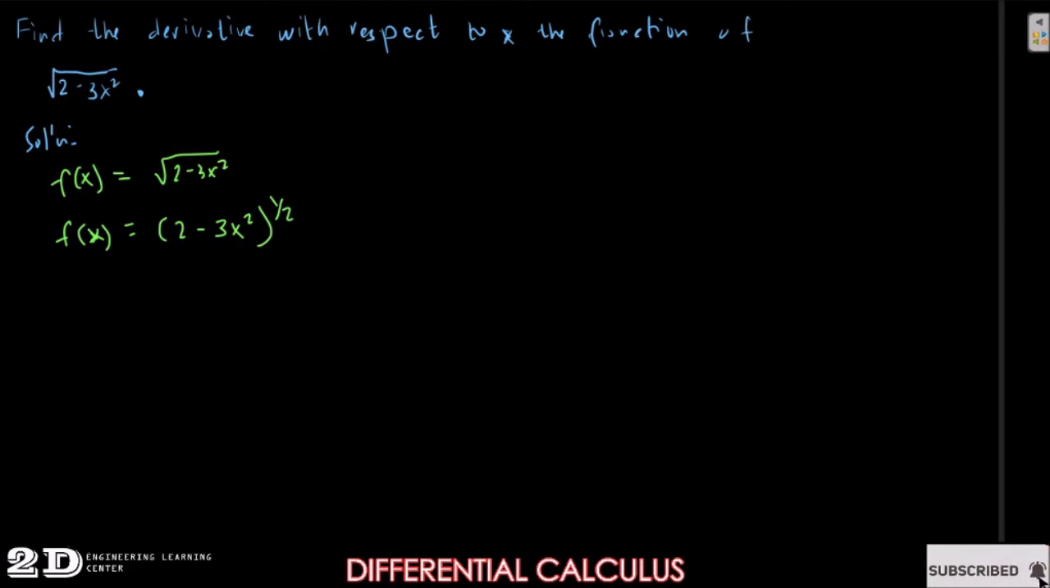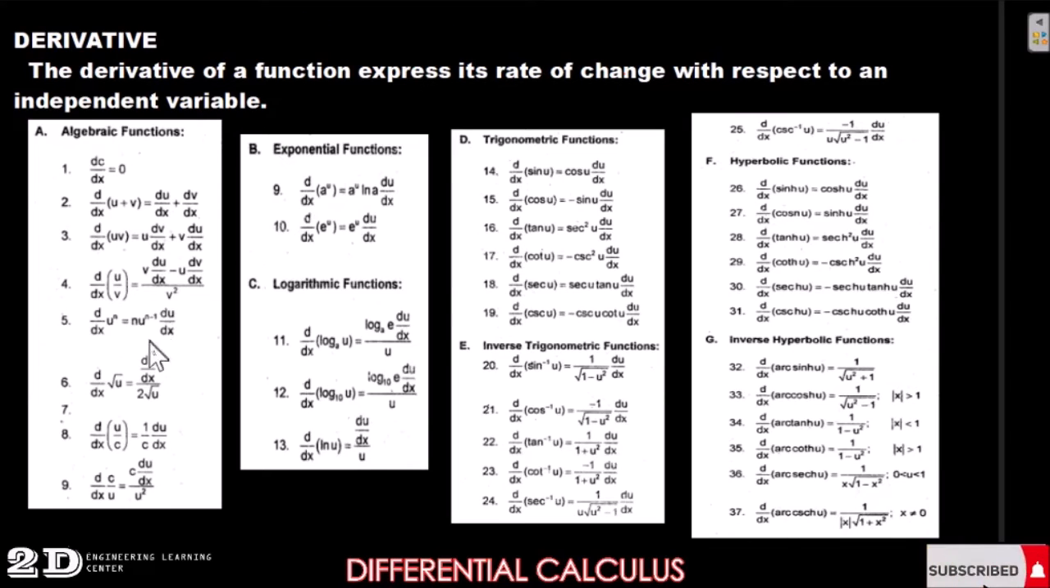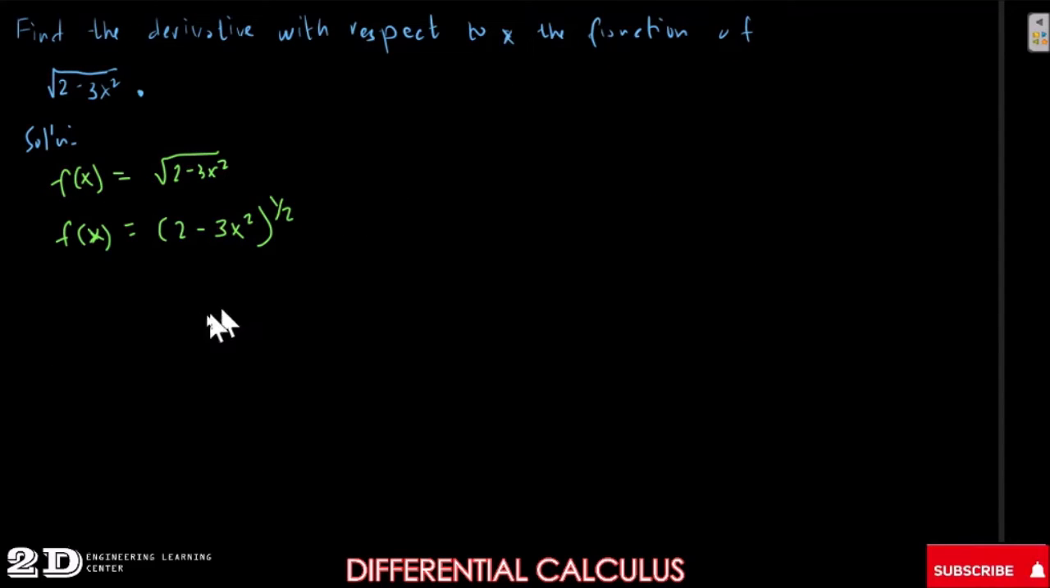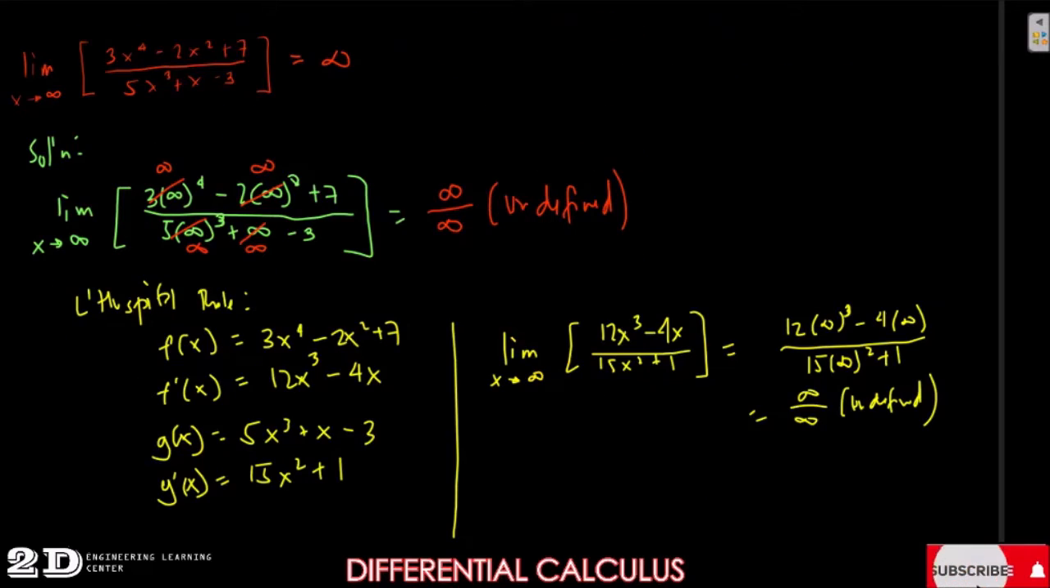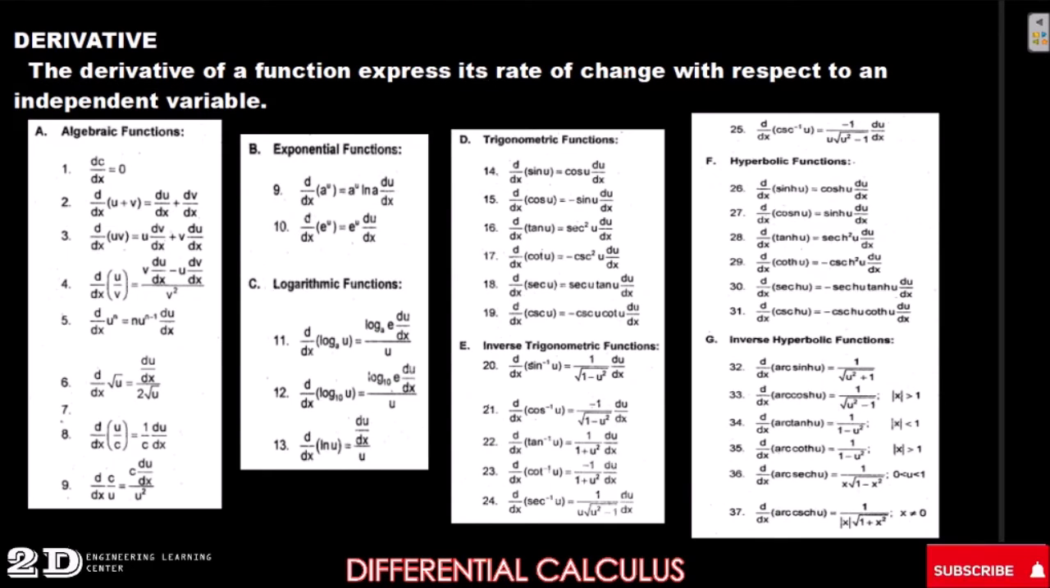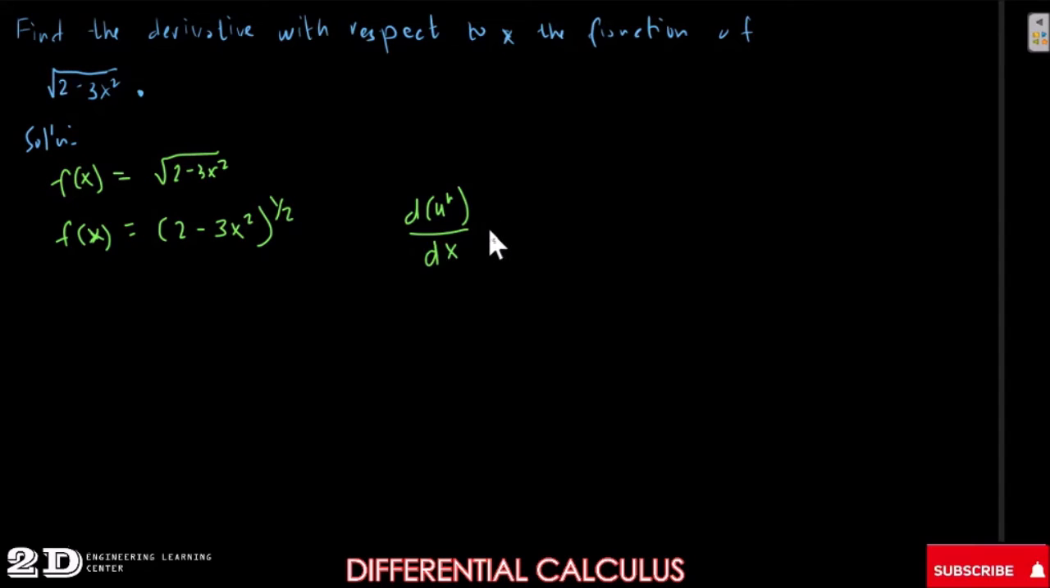We will use the derivative of an exponential function, this one. Okay, so we'll use that one. So that will be the derivative of u to the n. Derivative of u to the n in terms of x is equal to n times u to the n minus 1. Of course, never forget that you must have also du, the derivative of your function itself.